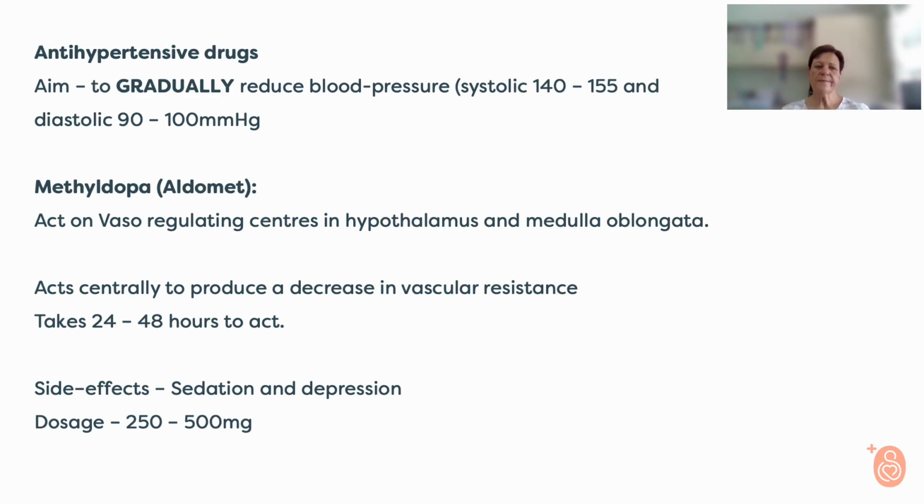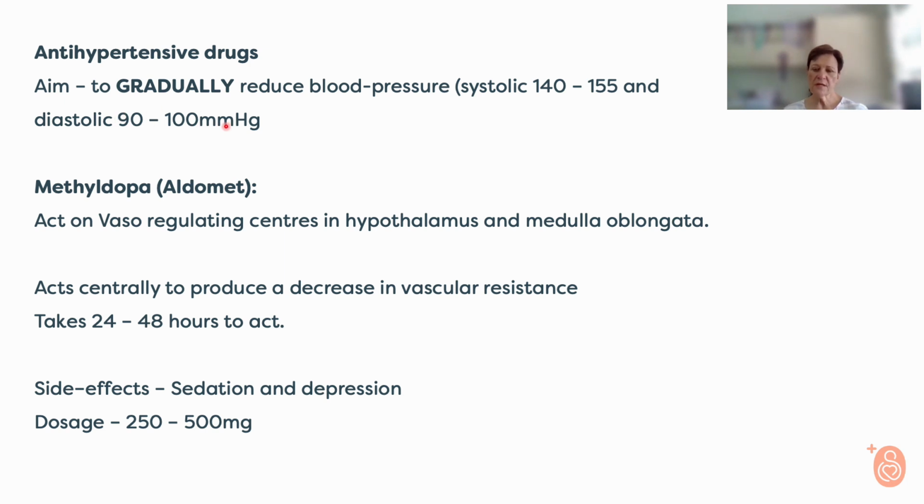Now, when we talk about antihypertensive drugs, there are some very important aspects to keep into consideration, and this is the very important one. Yes, we do want to reduce blood pressure, but we want to reduce the blood pressure very gradually, because if we reduce it too fast, we are going to cause problems, as the whole body is now used to work against the vasospasm and to work against the high blood pressure.